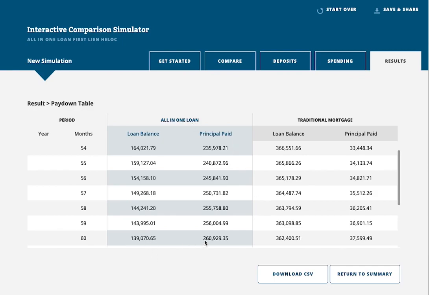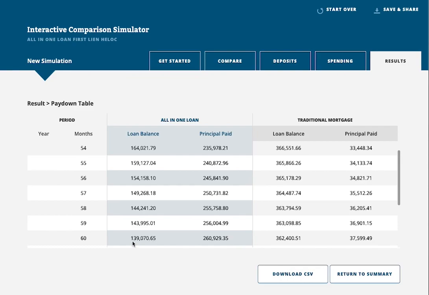5 years in, you will have paid $261,000 towards your principal in the all-in-one. Over here, you've not even paid $40,000. Let that sink in. That is 6.5 times more principal. Here's why that's a big deal.